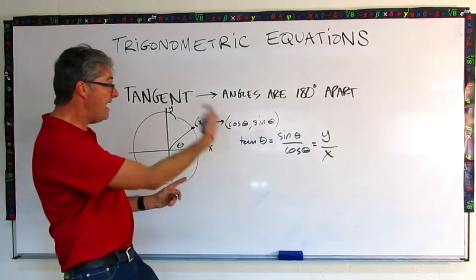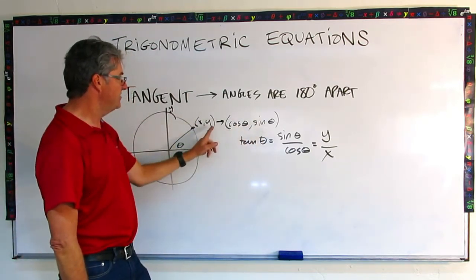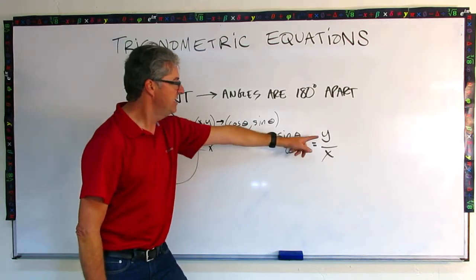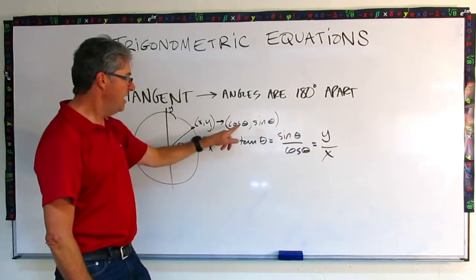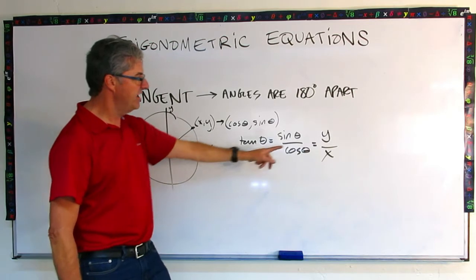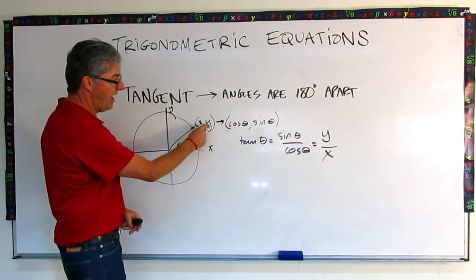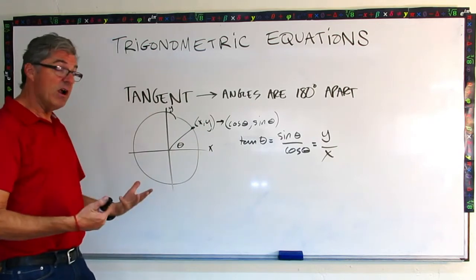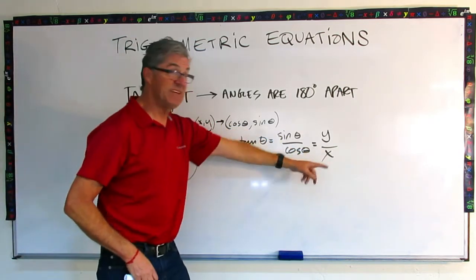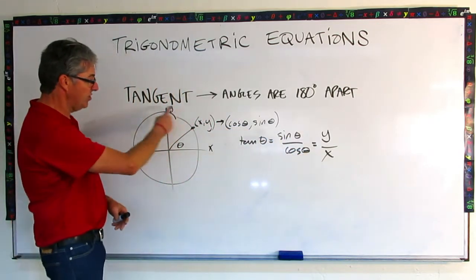Now we can go backwards. We know that sine theta is y, so tan theta is y over x. X is cosine theta. So tan theta is this ratio here, okay? Now that's x and y, okay? So where would this thing be the same in the unit circle, okay?